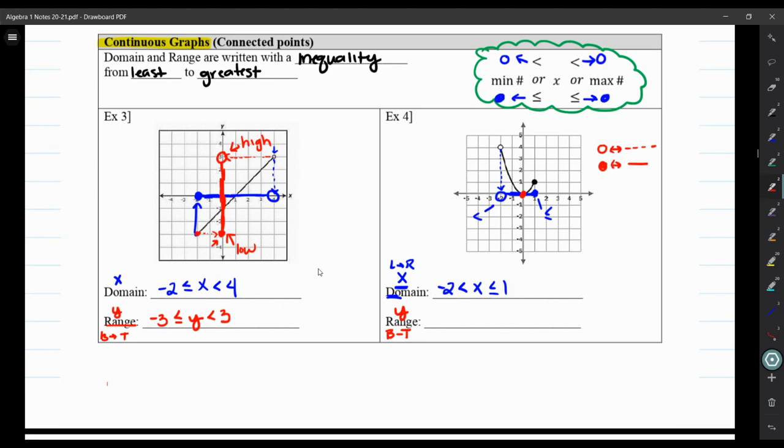Now, this is the lowest point. My highest point is still that open circle up here at 4. And here's my range, everything in between. So just like we did domain, we're going to write this from smallest to largest. So the bottommost point first: 0, then it's a solid point, so I need less than or equal to. Then y, because we're talking about range. And then the highest point is 4. And because it's an open circle, we're going to use less than. Okay?